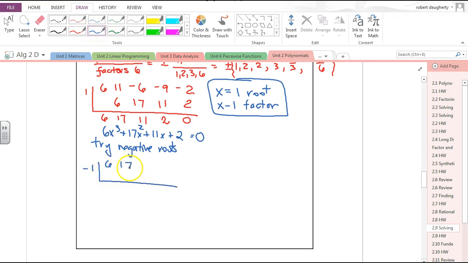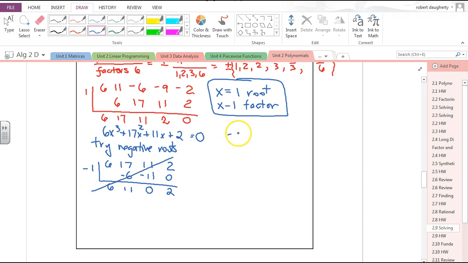6, 17, 11, and 2. Negative 1 times 6 is negative 6. Add that to get 11. Negative 1 times 11 is negative 11. Add that to get 0. Negative 1 times 0. It looked like that was going to work, but it did not work. Okay, what will I move on to? I'm going to move on to negative 2.